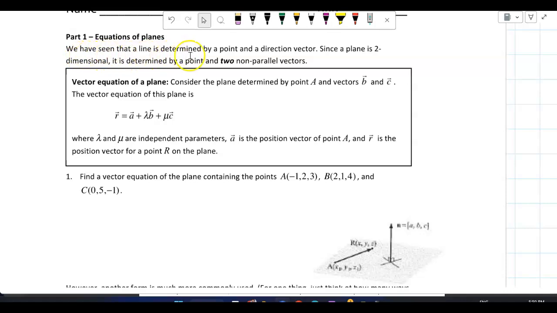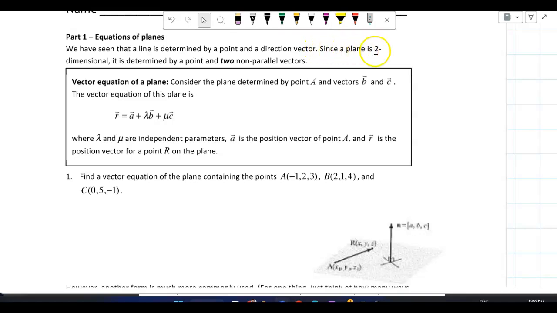We have seen that a line is determined by a point and a direction vector. You remember? R is equal to A plus lambda B. You need to know a point and a direction vector. Lambda is your parameter. B is your direction vector. A is the point.